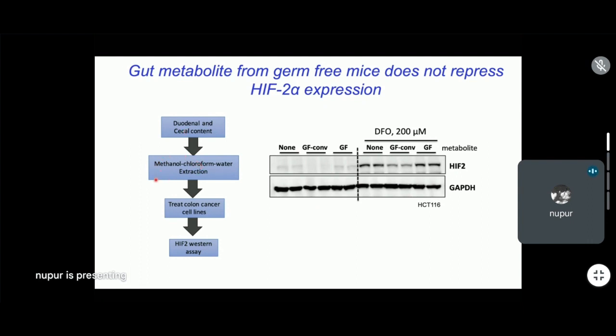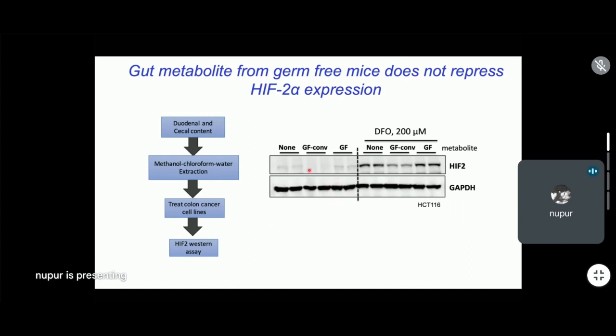This is a very standard process to extract the crude metabolites: methanol chloroform water extraction. And then we used those metabolites to treat colon cancer cell lines, because they express the exporters. They have the HIF2 expression. So we did a HIF2 Western assay in HCT116 cell lines.